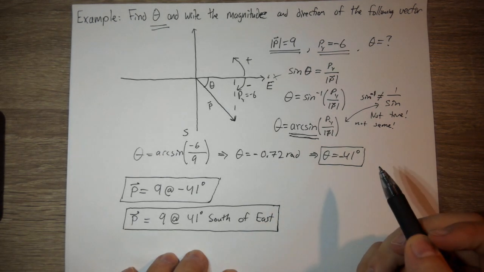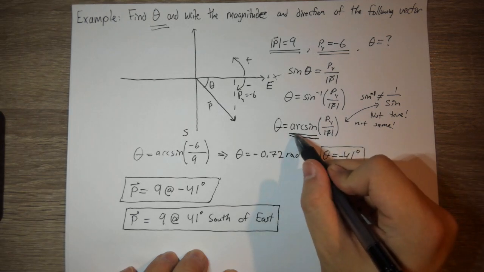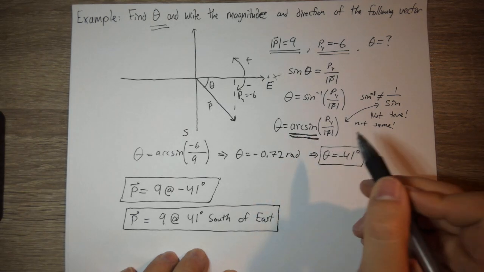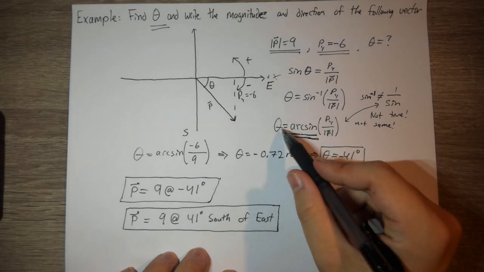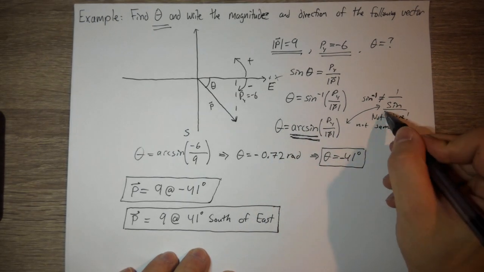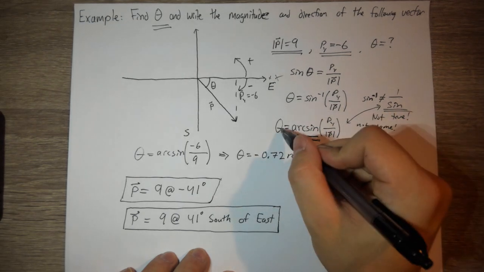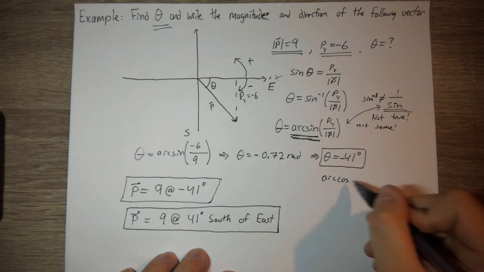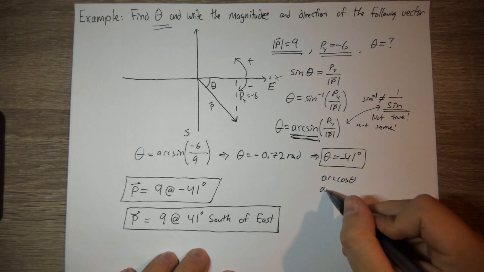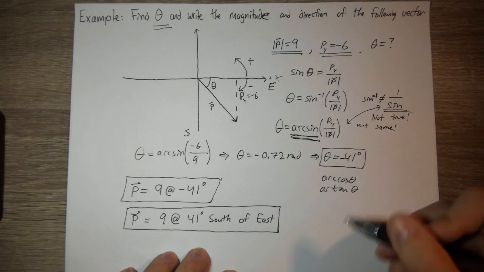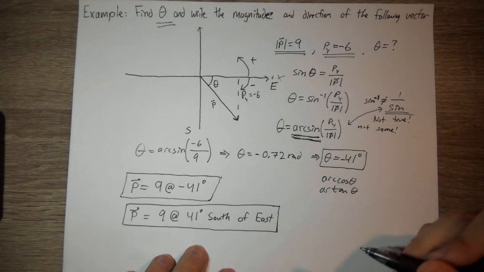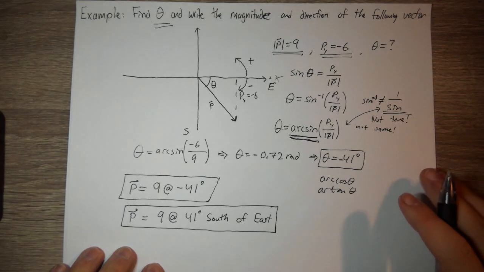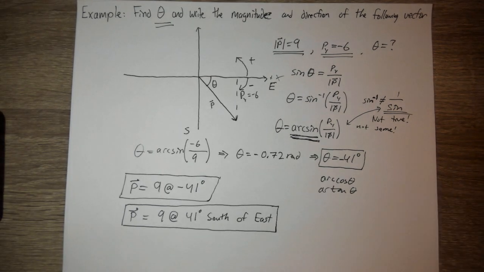So the most important thing to remember with this is how to use the inverse trig functions to solve for your angle, and that it's not equivalent to this. Now, if you're using cosine or tangent, there's also an arccos function and an arctan function, which you would use depending on the case that you're using it. But that's how you solve that problem.